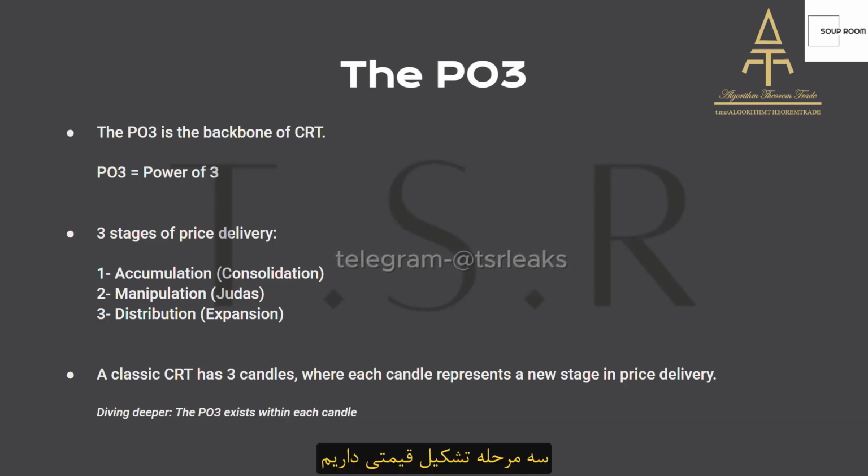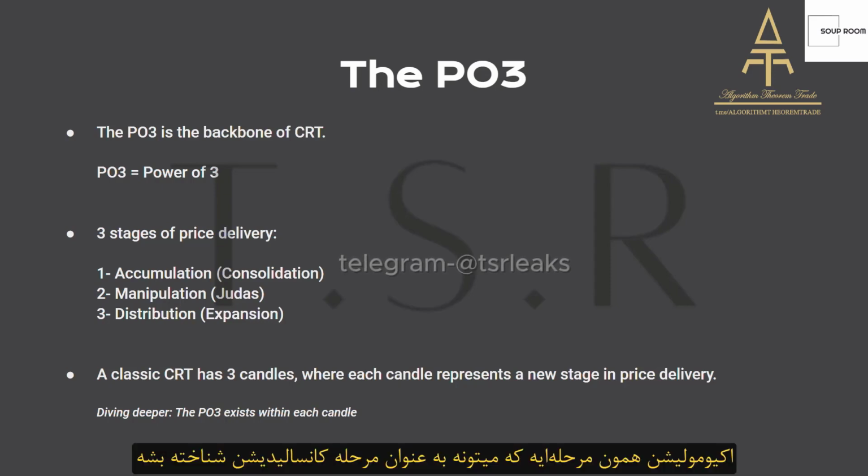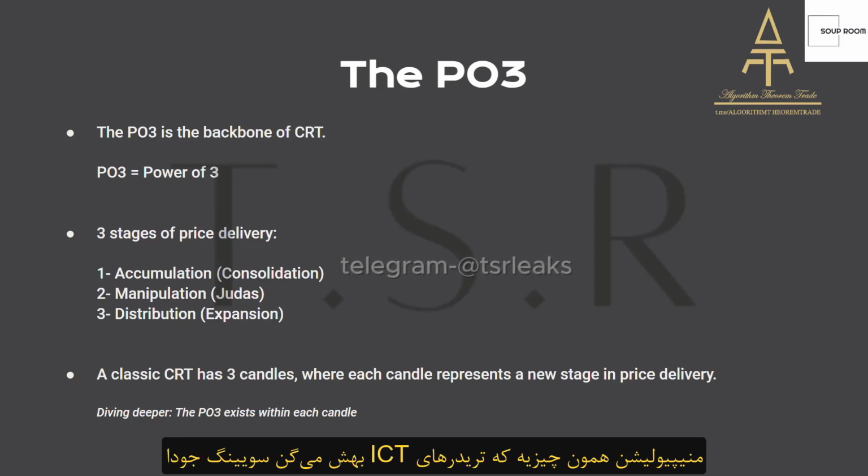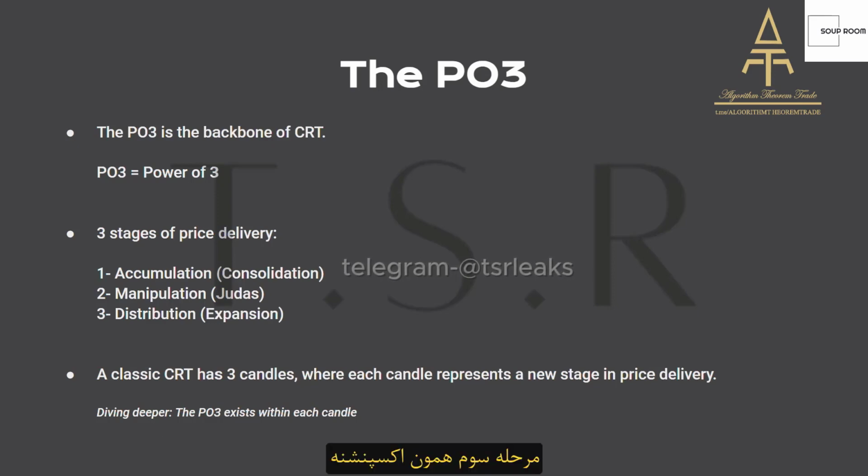There are 3 separate stages of price delivery, the first being accumulation, the second stage being manipulation, and the third stage being distribution. Accumulation can be seen as the consolidation stage, manipulation can be seen as the Judas swing stage for all you ICT traders, and stage 3 can be seen as the expansion stage.